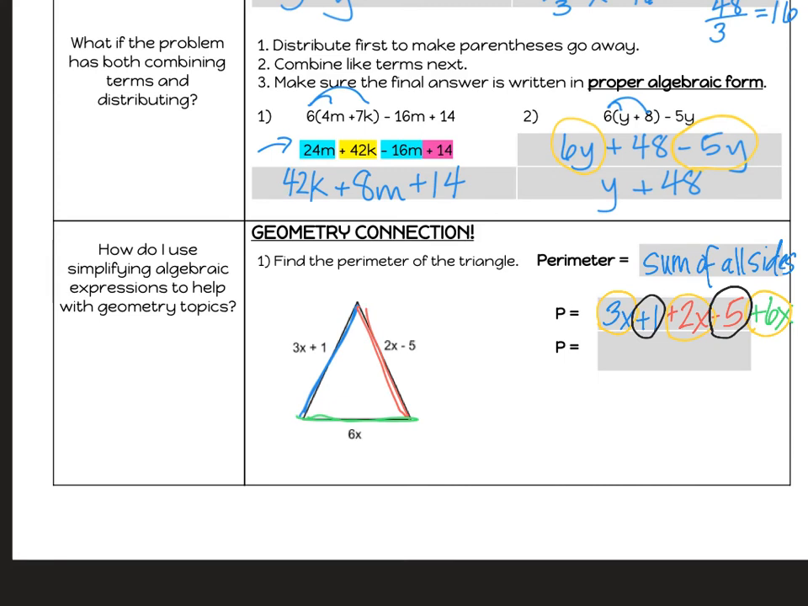Okay, first let's combine the x's. So when we do that, we have 3x plus 2x, that gives me 5x, plus 6x, that gives me 11x. And then now let's do the constants. So we have positive 1 and negative 5. When I combine those like terms, I get negative 4. So my simplified version of the perimeter is 11x minus 4.